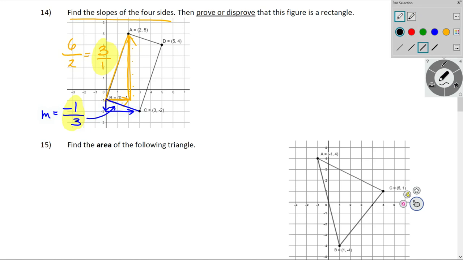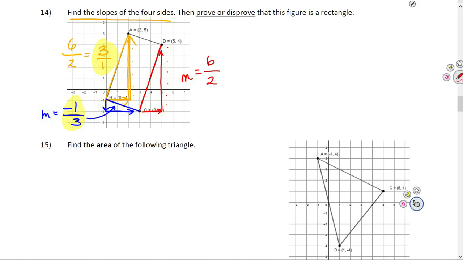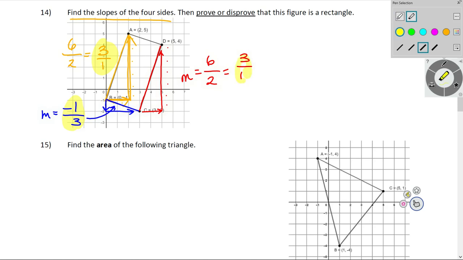Okay, let's keep this kind of multicolored. So CD, this right here, I will run a +2 and I'll rise a +1, 2, 3, 4, 5, 6. This slope is again a 6/2. I'm going positive, or overall I'm going up as I go left to right. And I get again a 3/1. So again I'll compare this slope, 3/1, with this slope here, -1/3, and those are again negative reciprocals.